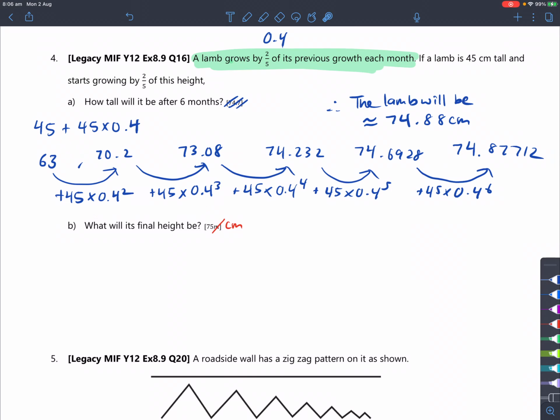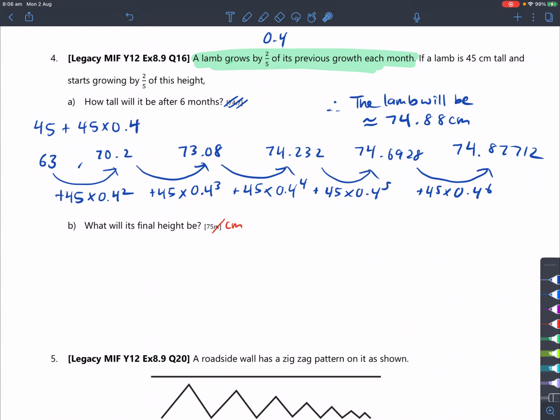But you can see that when it grows, the difference between these two is around 7.2. Then this will be around 2.88, and then it gets less and less. Okay, grows less and less, and that actually makes sense because a lamb wouldn't grow more than its previous height. So it grows a lot more during its younger years, and then when it gets older, it's only going to grow just a little tiny bit every single month. All right. So, question B is saying, what is its final height?